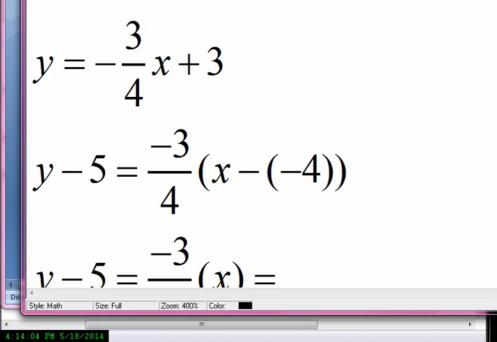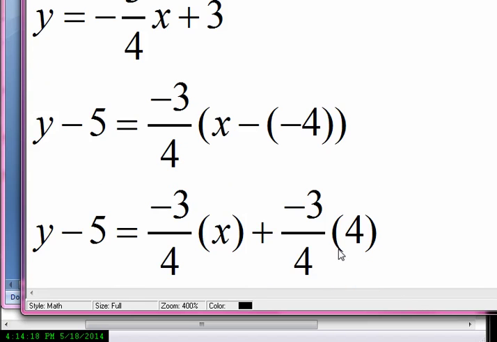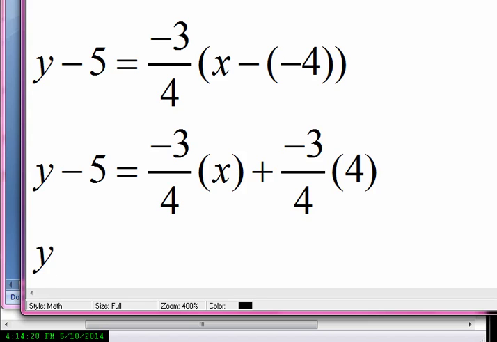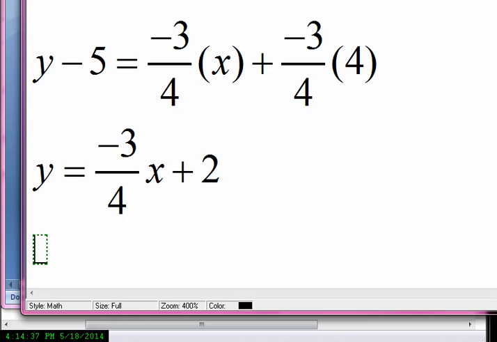So you're going to have plus negative 3/4 times 4. Remember, it's not negative anymore because that double negative makes it a positive 4. And so the 4 is going to cancel. So you'll have negative 3/4 x minus 3, but when you add a 5 to both sides, you'll get 2. So you have y equals negative 3/4 x plus 2, which is the same answer we got from the other method. So you can pick and choose which method you prefer. So that's for the parallel line. Now let's go ahead and do the perpendicular line.